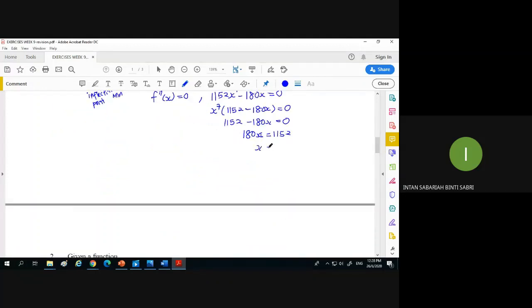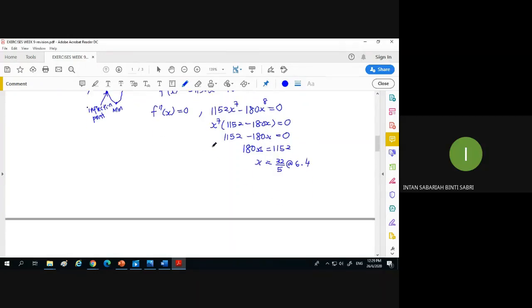So what is your x? 32/5, or 6.4. The number is not pretty. So how do we find the inflection point?